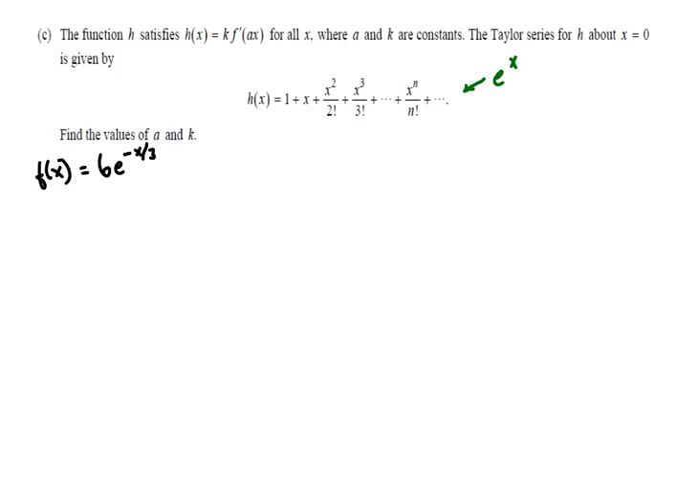If f of x is equal to 6 e to the negative x over 3, then f prime of x would be negative 6 over 3 times e to the negative x over 3. Now, one mistake that you might make at this point is that it says h of x is k times f prime of a x, f prime of ax. And you might find f of ax first and then take the derivative of that.